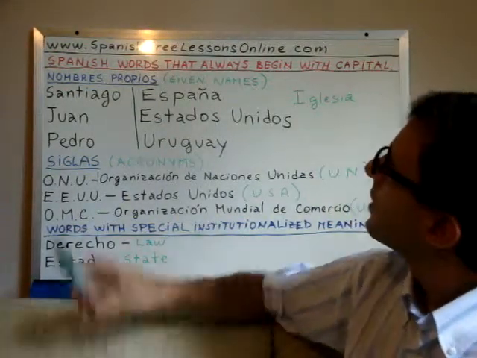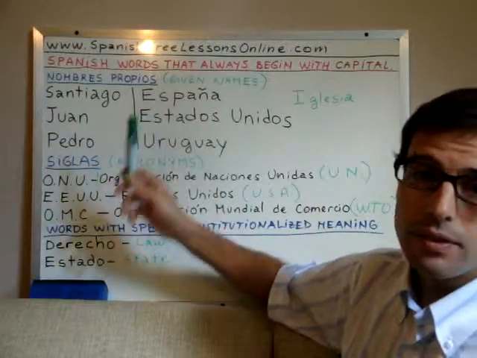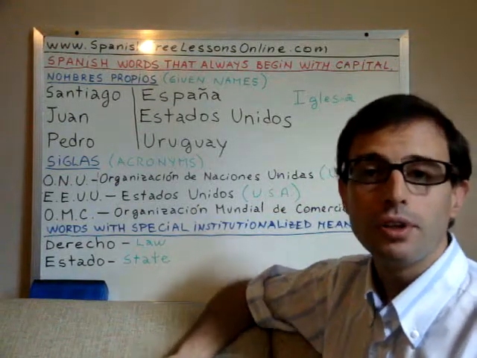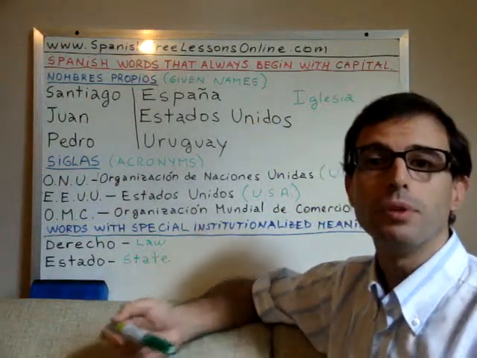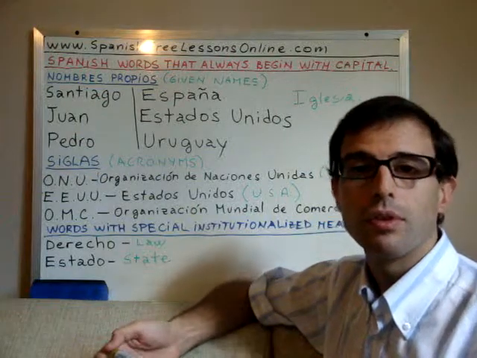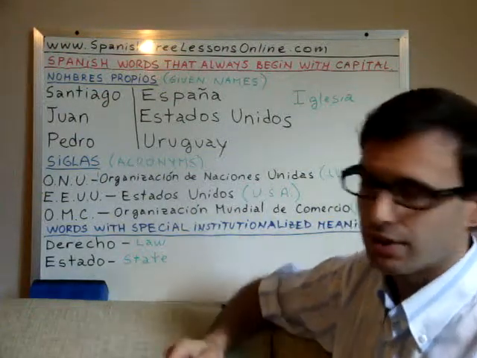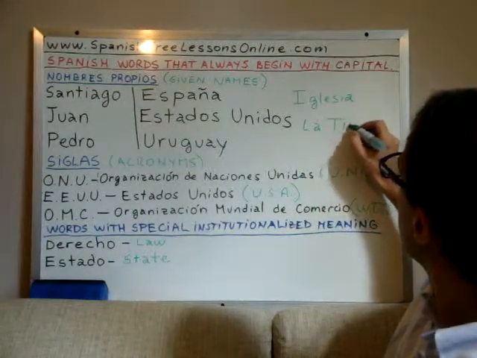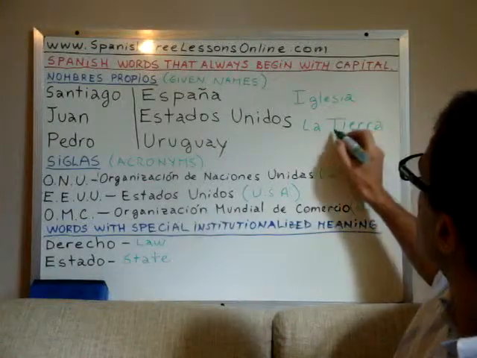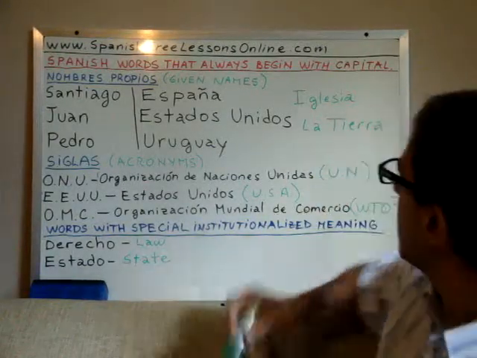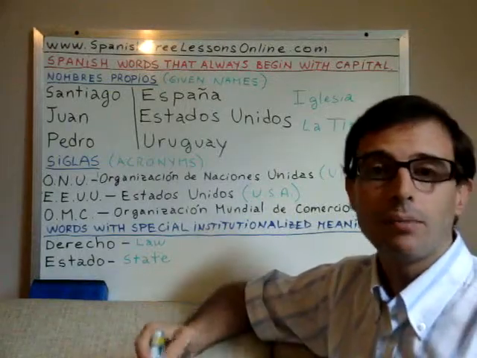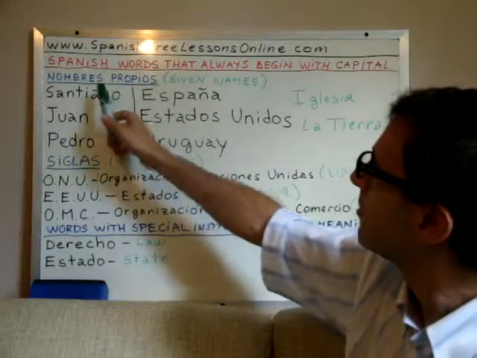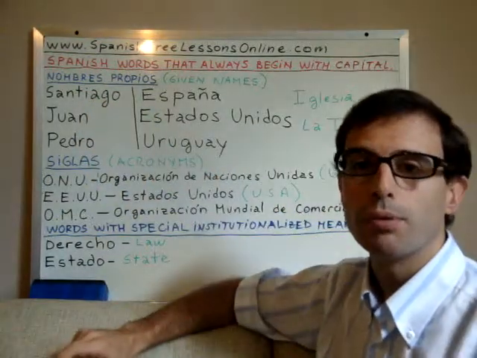And countries are given names, so they always begin with a capital. Also, the Earth, the planet Earth, the Moon, those are given names. So if we talk about the Earth in Spanish, that is la Tierra. Since Tierra is the given name of our planet, it also begins with a capital T always. It's a given name, nombre propio.